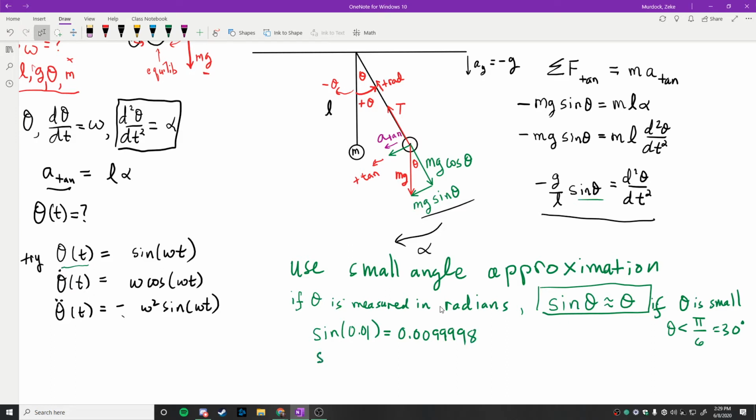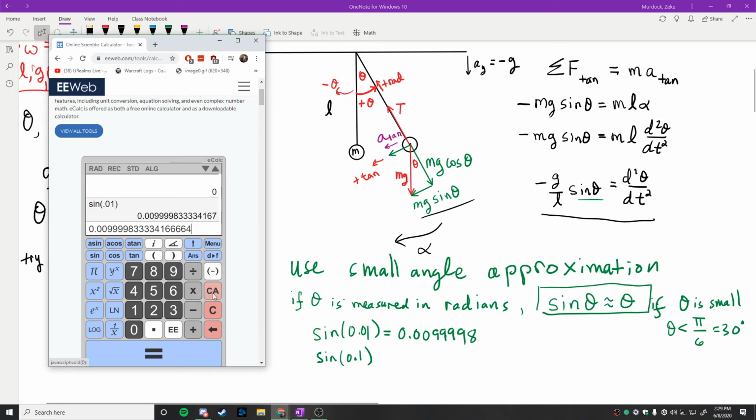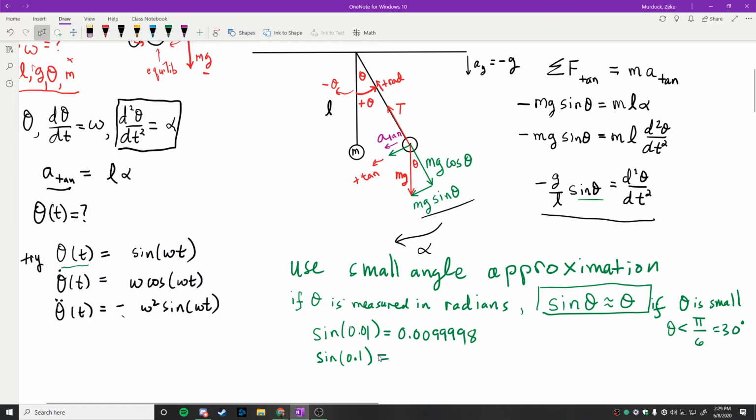And if you were to take a little bit bigger angle, like let's say we took sine of 0.1, then you're still going to get, let's see, sine of 0.01. No, we just did that one, sorry. Let's take one of those off. Again, it's 0.0998, right? So you see that it's actually really accurate.